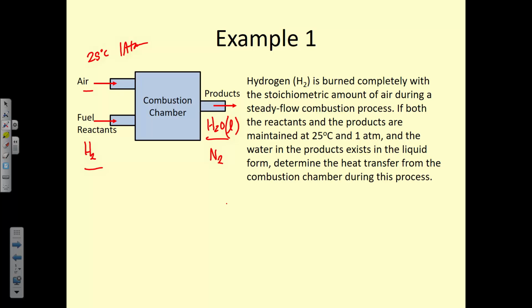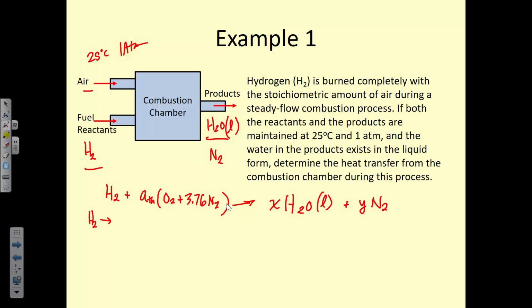So if we were to look at this equation, we have hydrogen plus the theoretical amount of air, it's O2 plus 3.76 N2, reacts together, and our products are going to be H2O in the liquid form plus some amount of nitrogen. Okay, so now we need to perform a molar balance on both sides of the equation to figure it out. So if we look at our hydrogen molecules, we have 1 on this side of the equation, and on the other side of the equation we have an X. So X is equal to 1, that's pretty easy.